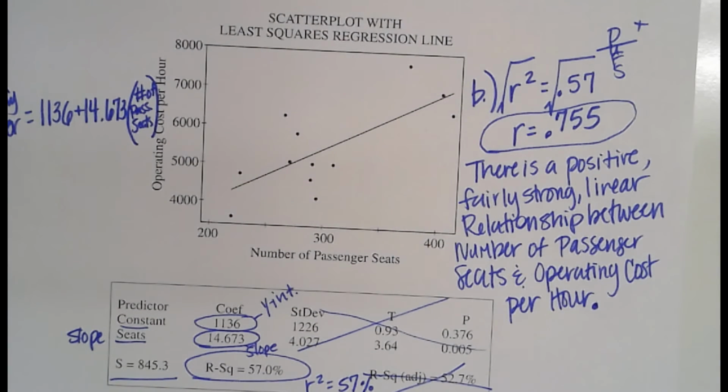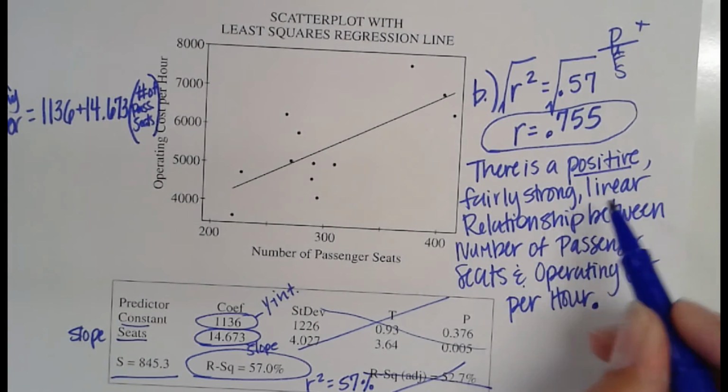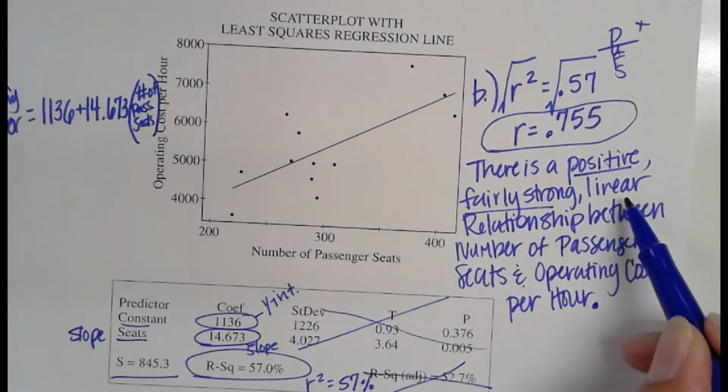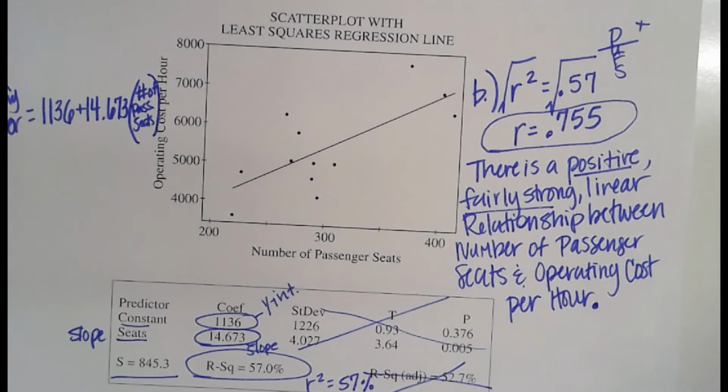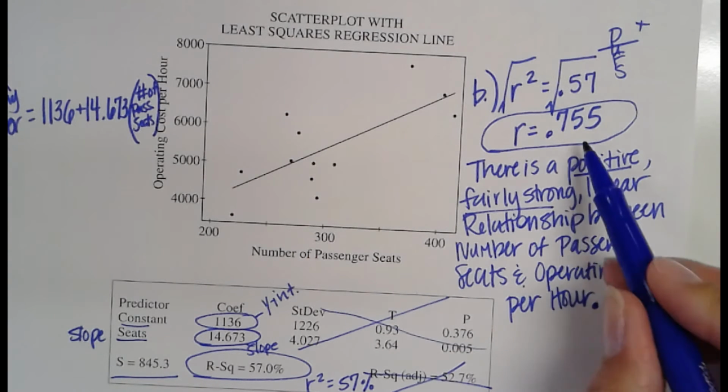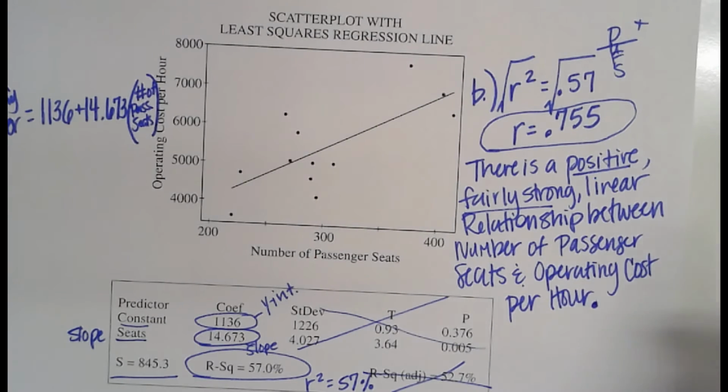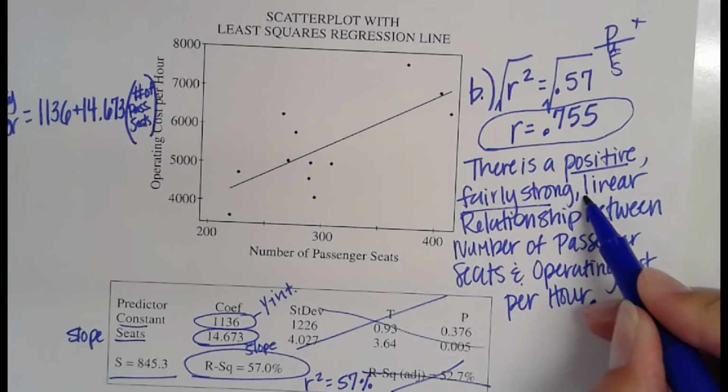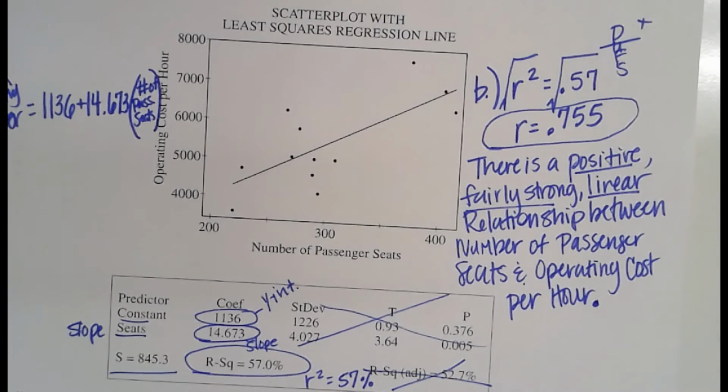There is a positive, fairly strong linear relationship between number of passenger seats and operating cost per hour. That's all we've got to do. That's the interpretation. You have to have positive, and you have to have fairly strong, or you can just say strong. You could even probably get away with moderate, but I think 0.755 is a little closer to strong. And linear relationship: remember, if you're interpreting the correlation, it has to be linear.